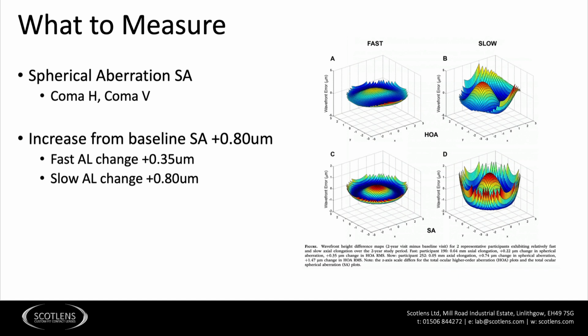You can see from this clinical study that the group on the right-hand side, where they slowed axial length, had a higher amount of spherical aberration. The group on the left that had faster axial elongation had less aberration. So what we know from this is that we're looking to increase the spherical aberration above baseline by 0.8, in micrometers. The group that had an increase of 0.8 or more had slower axial elongation. The group that had 0.35 had faster axial elongation.